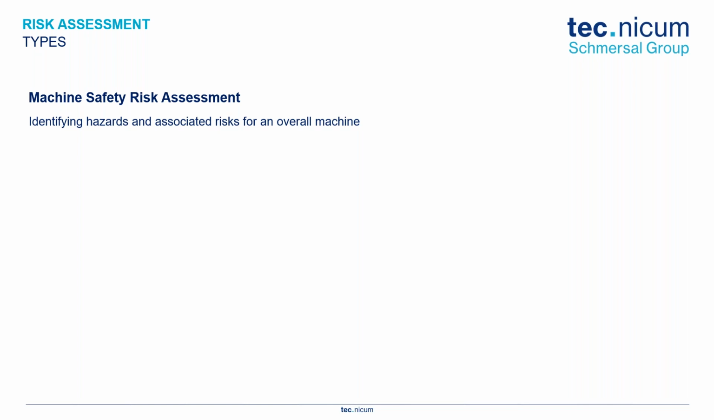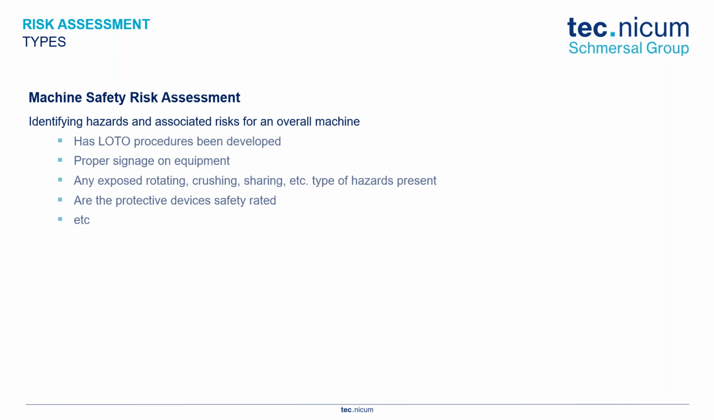They complement each other. And the first thing here is the machine safety risk assessment, all right, where we're identifying the hazards associated with the overall machine, such as documentation, right? So do we have lockout tagout procedures in place? Is there proper signage on the machine? Let's do a walk around on the machine. Are there any exposed rotating, crushing, shearing hazards?